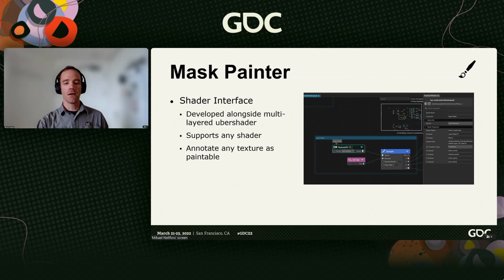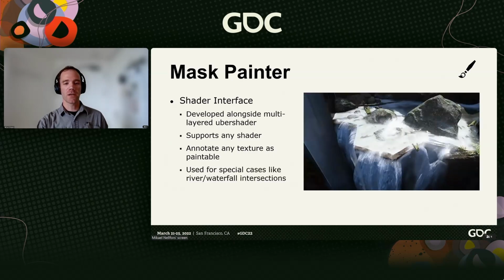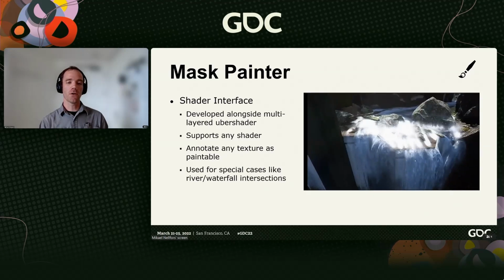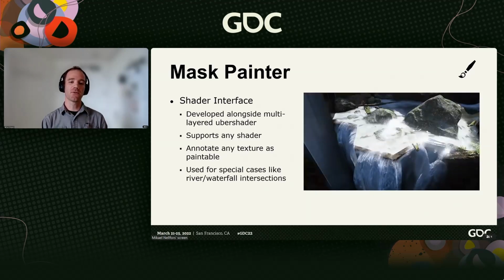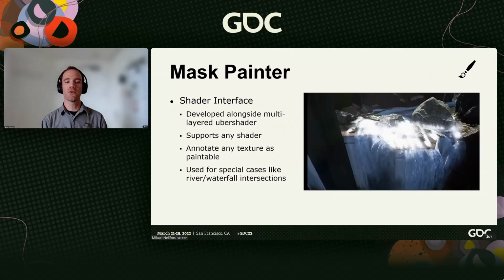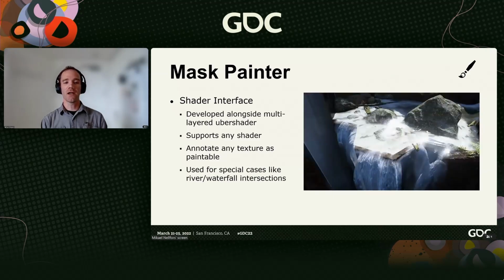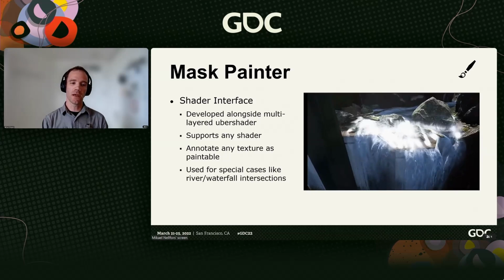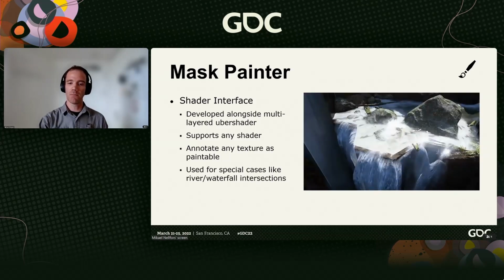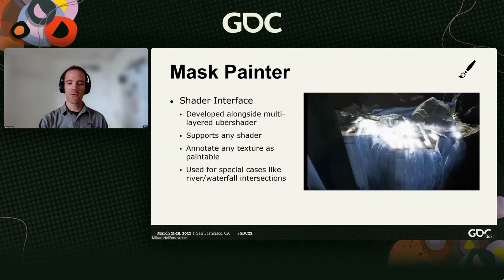So that unlocked some cool special cases for us. For example, here we set up the opacity texture on this river as mask paintable, which allowed us to very quickly fine tune the blend between that river mesh and that waterfall mesh in a way that wouldn't have been possible before.